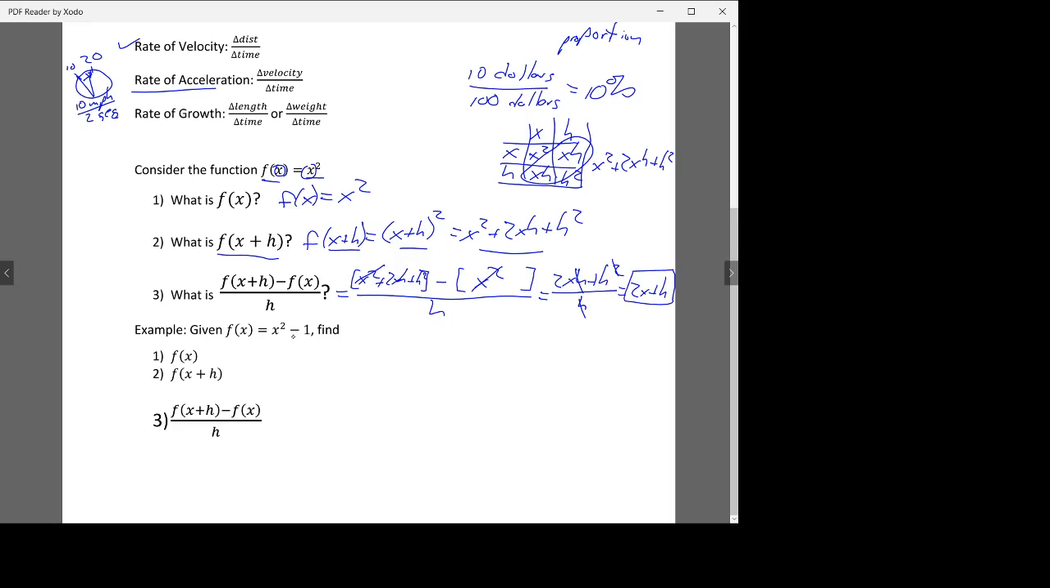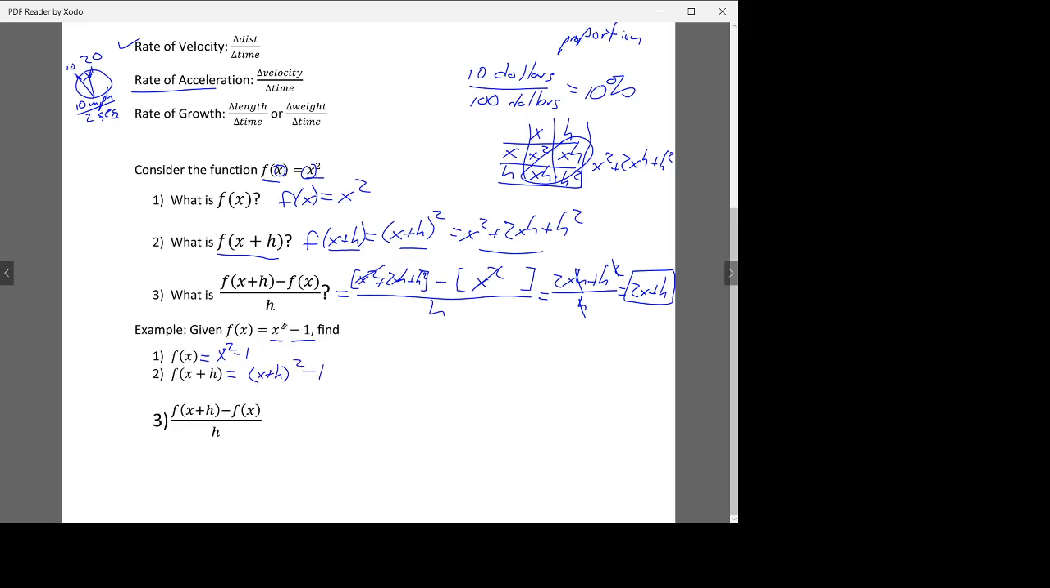Okay, so let's try another one that's a little more complicated. Instead of x squared, we have x squared minus 1. So what's f of x? You might want to pause it and just try it on your own. Okay, so x squared minus 1. And then x plus h, where the x was, we have x plus h now. And don't forget that minus 1.